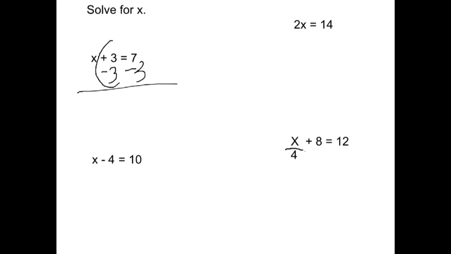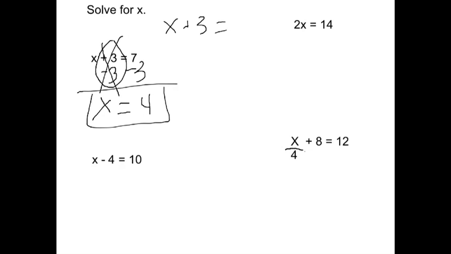What you should see right here is plus 3 minus 3 is a 0 pair, so it goes away. And when I do 7 minus 3, I get 4, so x is 4. And I could substitute the answer of 4 into the original equation to see if the left side and the right side are equal. Because they are equal, we know that the answer is x equals 4.